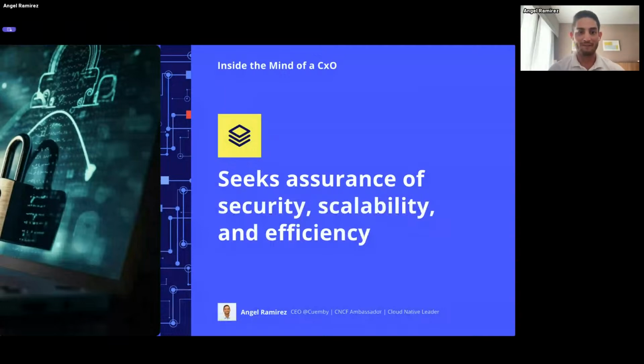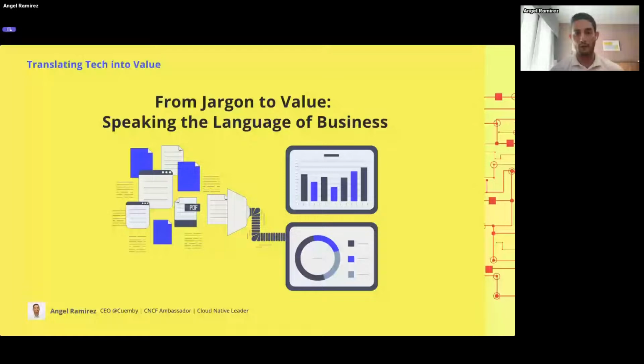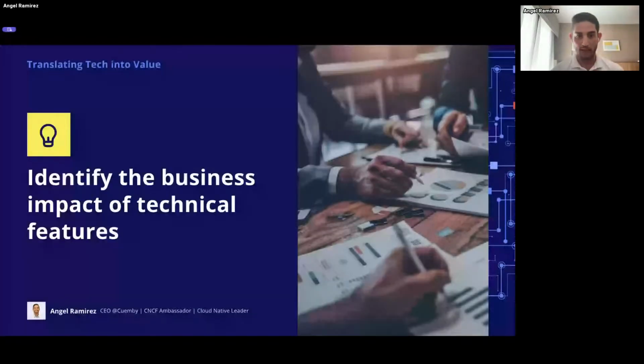Thank you. So now we're going to go to the next step, which is to go from jargon to value. As I was saying at the beginning, if you want to get something out of it, you have to always translate to value. This is similar to what we discussed before. The first step is that we need to identify the business impact, right?